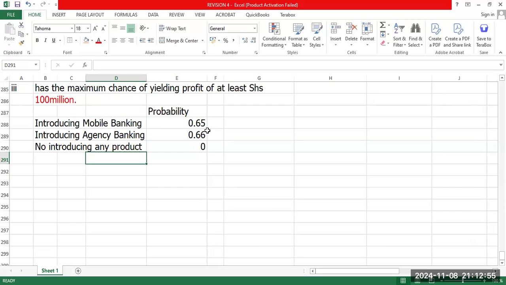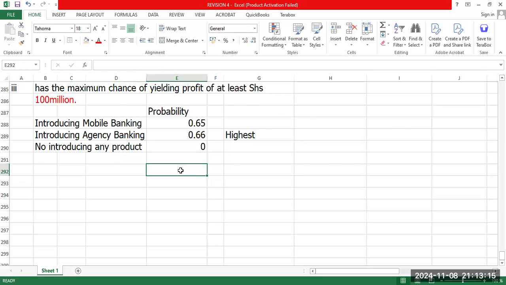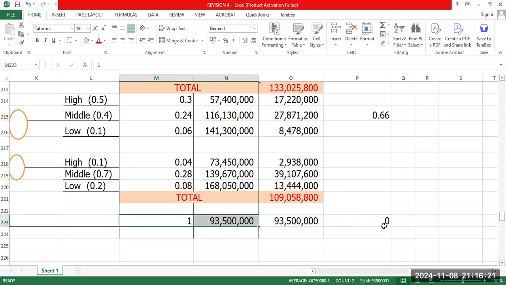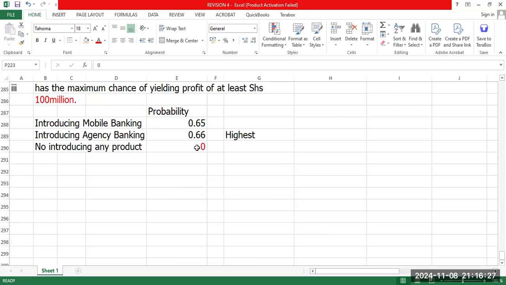So what will be your best option here? Agency banking. Choose the highest, which is the agency banking. Here we have no probability because this profit is below 100 million. So the maximum probability is 0. So for that matter, I put here 0.